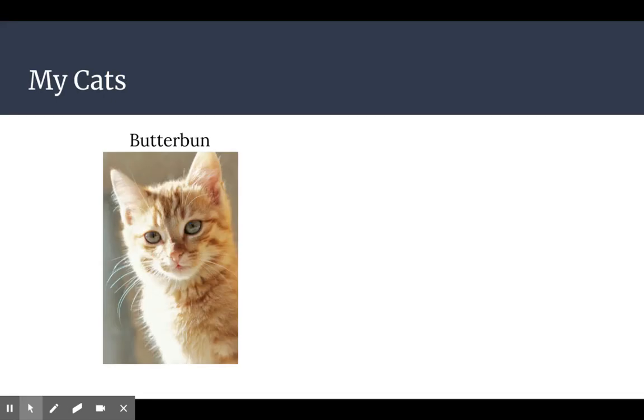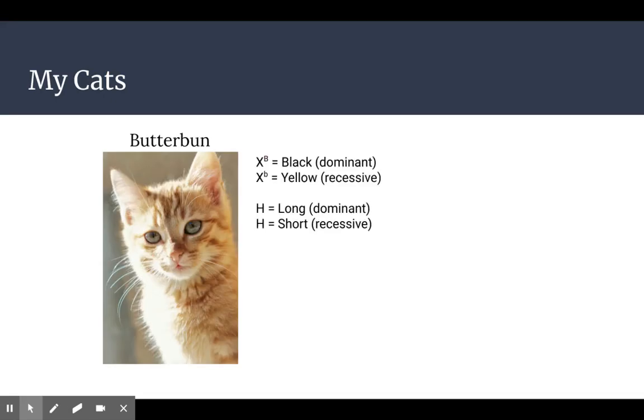Fur color is a trait found on the X chromosome, with the black fur allele, X big B, being dominant to the yellow fur allele, X little b. Fur length is an autosomal trait, with long fur, big H, being dominant to short fur, little h.